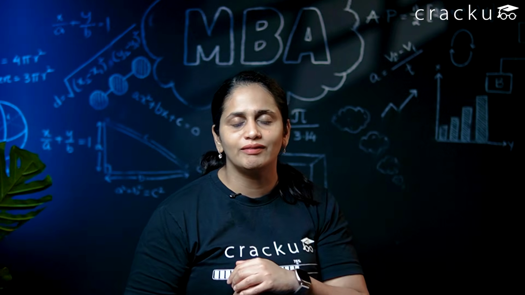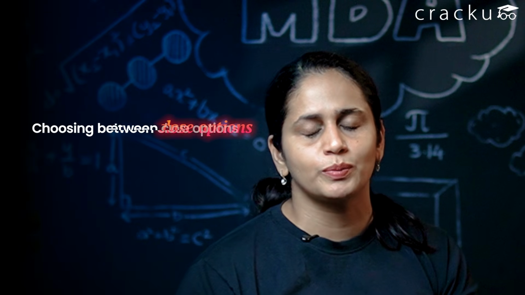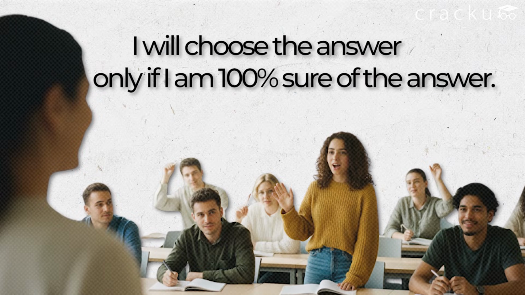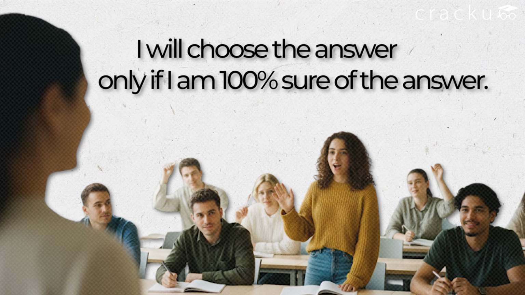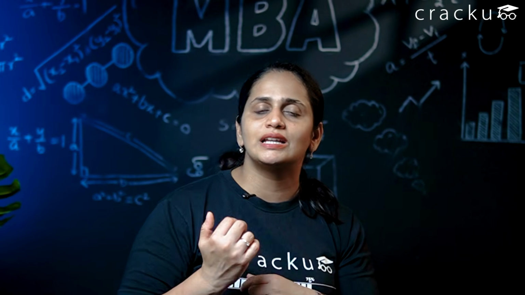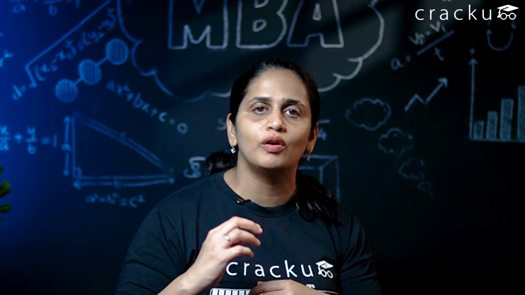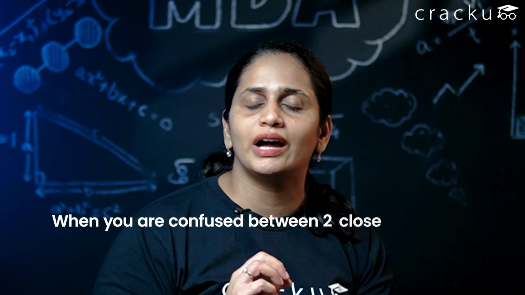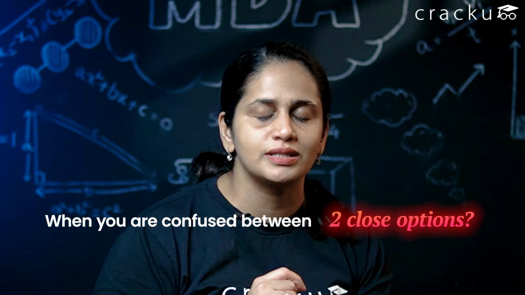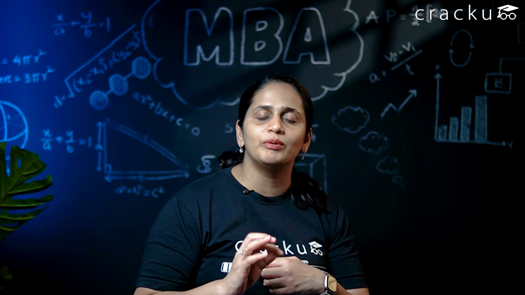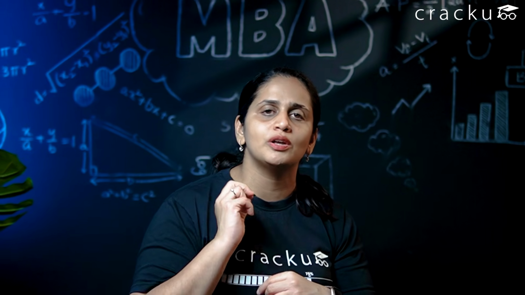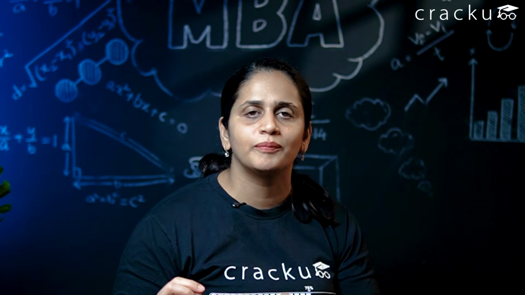Now, the second thing that I would tell you about choosing between close options is, a lot of students say, ma'am, I will choose the answer only if I'm 100% sure of the answer. If there is doubt, I will not mark an answer, I will go without marking an answer. Should you do that when you're confused between two close options? Never. If you are able to eliminate two of the four options, always mark an answer and go forward. Why is that the case? So think of things probabilistically.